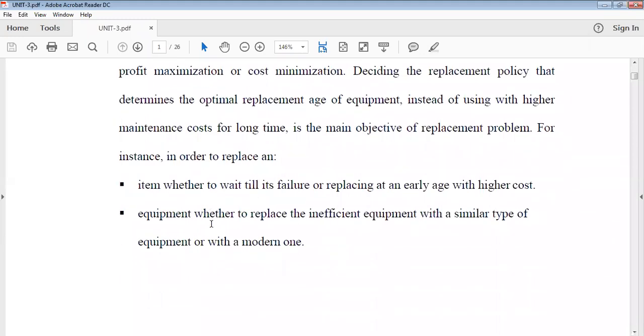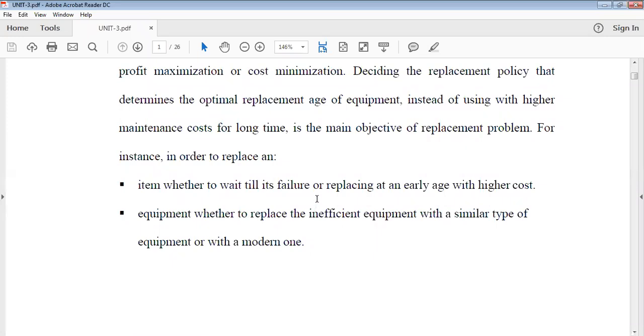For instance, in order to replace an item, whether to wait till its failure, or to replace it at an early age with a higher cost. So the question is whether to wait till its failure.